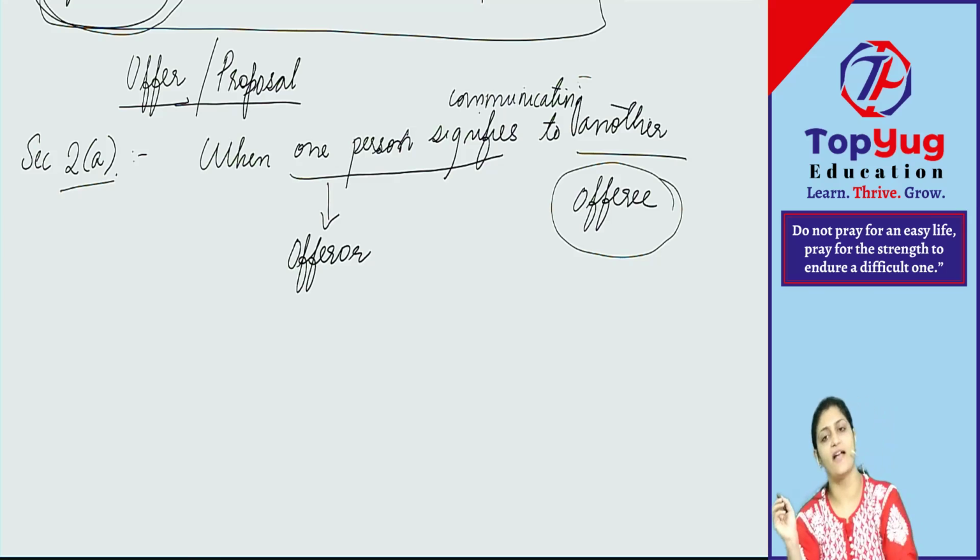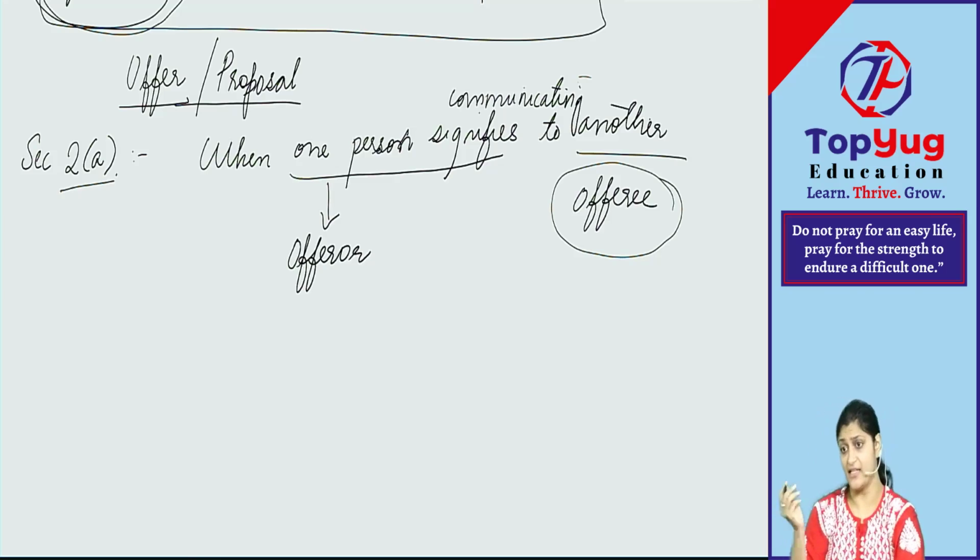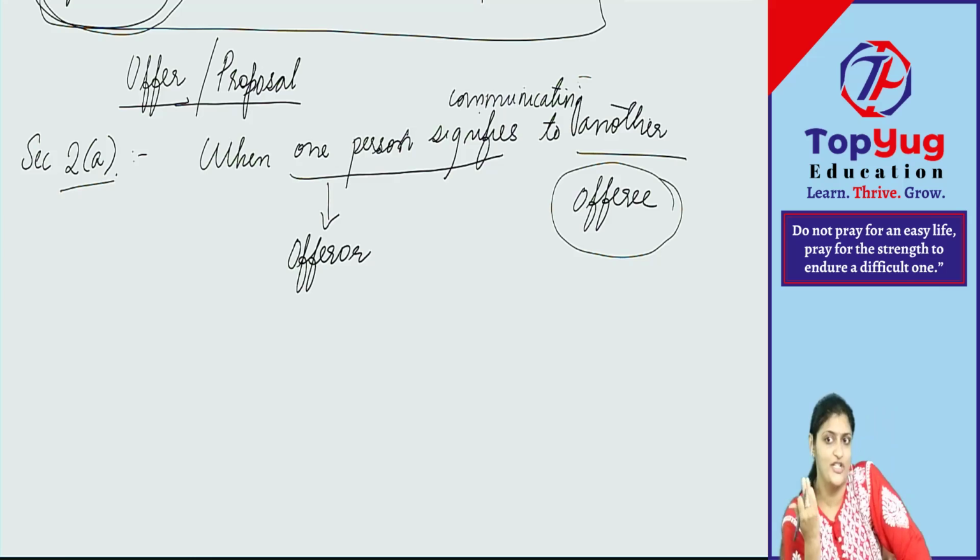When one person signifies to another his willingness, what is that here? Wish. Whatever he wants to do, his wish to do or abstain from doing. To do or abstain from doing, I told you before also. To do is positive, to abstain from doing is negative. That is to stop oneself from doing something for another person.